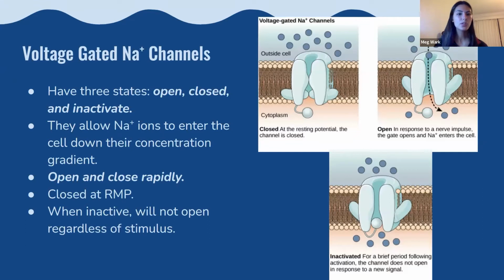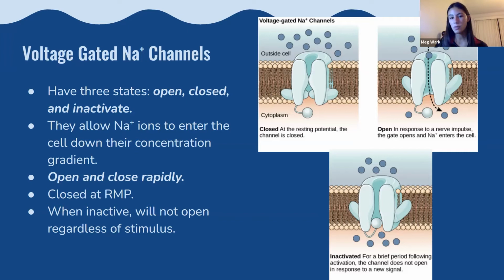So voltage-gated sodium channels have 3 states, as you can see in the diagram. We've got open, closed, and inactive. Sodium channels allow sodium ions to enter the cell down their concentration gradient. Also, these are one of the types, if you think back to the previous slides where I said there were 4 different types of transport channels, voltage-gated channels were one of them. So they allow sodium ions to enter the cell down their concentration gradient.